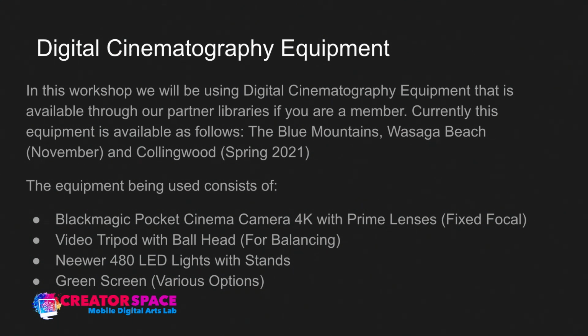Then we have the newer 480 LED lights with stands. These are all lights that can be taken out from the libraries. And the best part too is they're actually quite cost effective. They're about $75 to $80 to purchase one. So they're even affordable if eventually you want to get some on your own too. But for the start, we really encourage you to go and take these out. Just like you would take out a book, you can take out these lights.